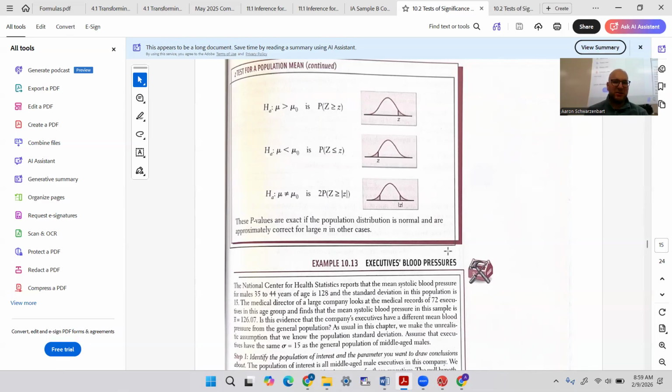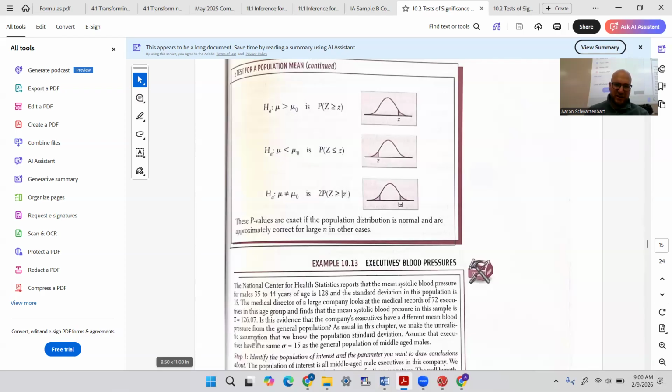Okay, now we're going to carry out an example. Maybe two. The National Center for Healthcare Statistics reports that the mean systolic blood pressure for males 35 to 44 is 128, and the standard deviation is 15. The medical director at a large company looks at the medical records of 72 executives in this age group and finds that the mean systolic blood pressure of his sample is 126.07. Is this evidence that the company's executives have a different mean blood pressure than the general population?